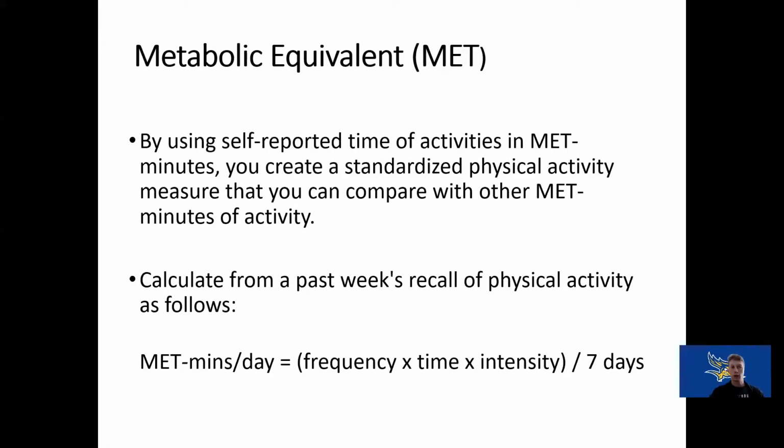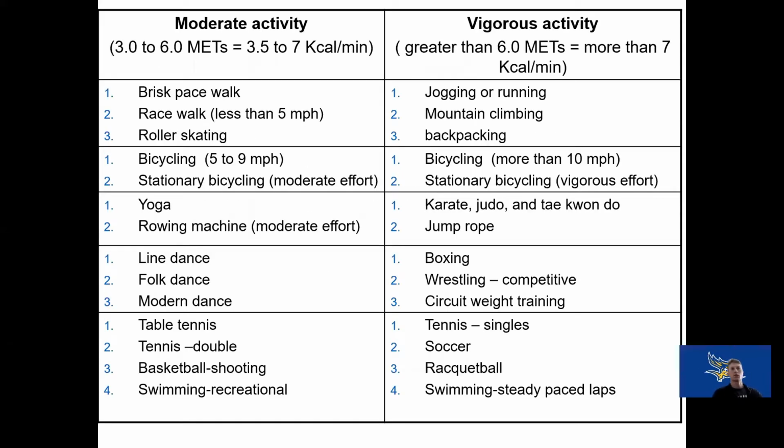You could track their physical activity, looking at how often they engage in a certain type of activity at a certain intensity, sum all of those up and divide it by 7 days, and you can get their average MET minutes per day. Different activities and their corresponding MET minutes. So for example, a brisk walk, cycling at a low intensity, dancing, table tennis, shooting around basketball is somewhere in this moderate activity, or 3 to 6 METs, or metabolic equivalents per minute. So these are kind of moderate activity exercise examples or movement examples.